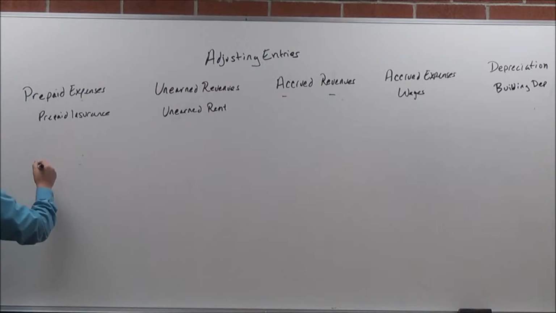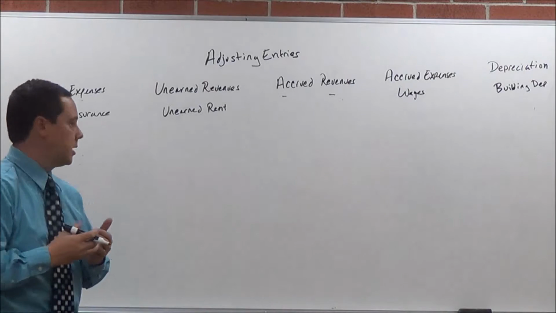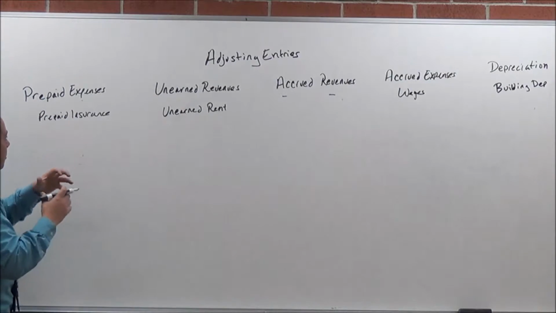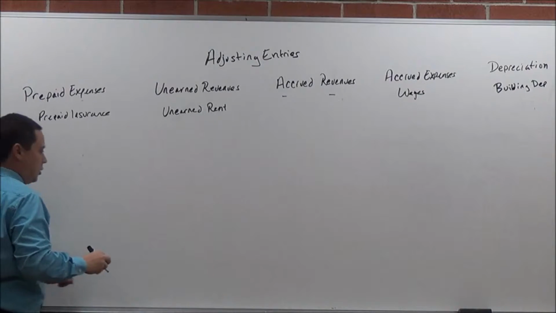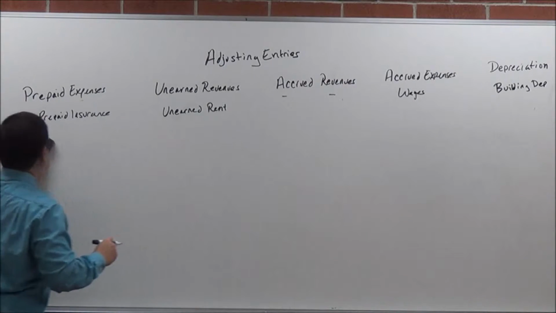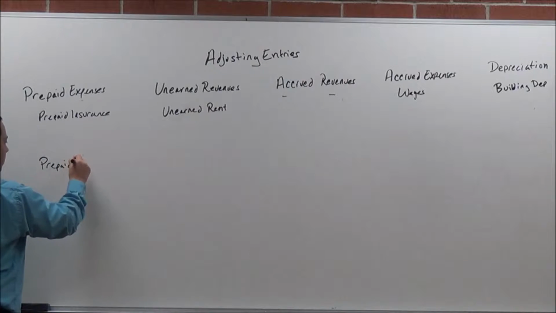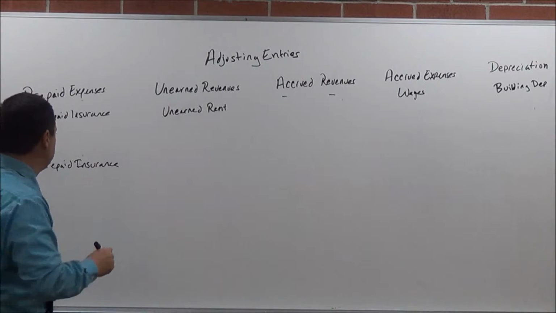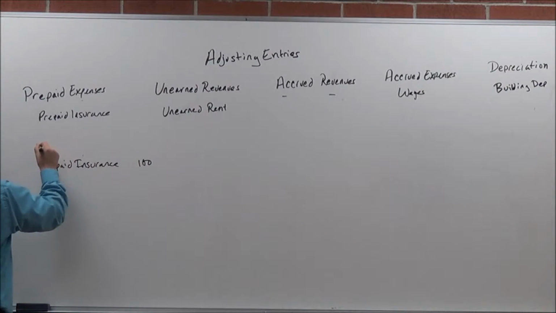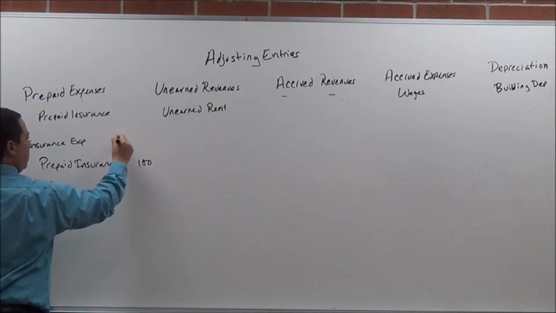So if you remember correctly from the video on debits and credits, you'll remember that the expenses will typically be a debit. So we have prepaid insurance that we're going to be taking it away from. So we'll have a prepaid insurance, we'll have that as our credit, for $100, and then we will have a debit of insurance expense for $100.